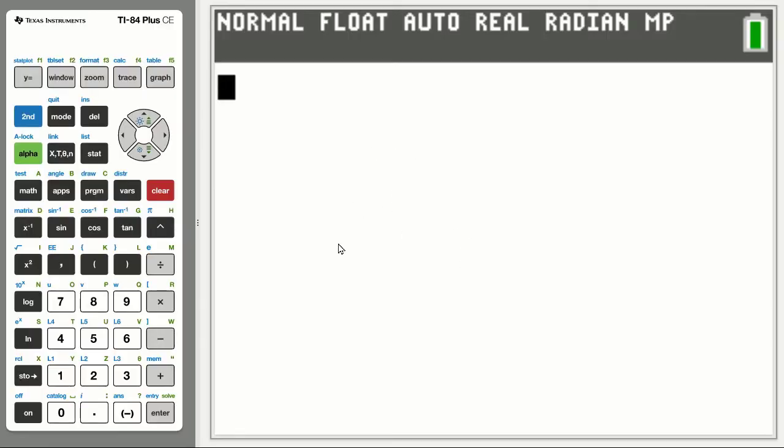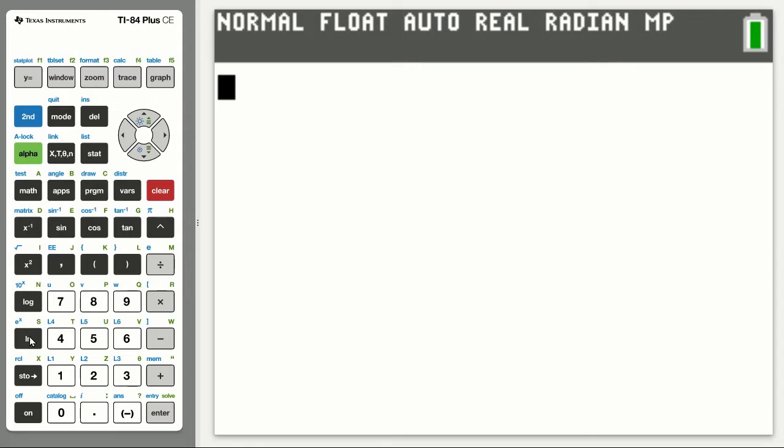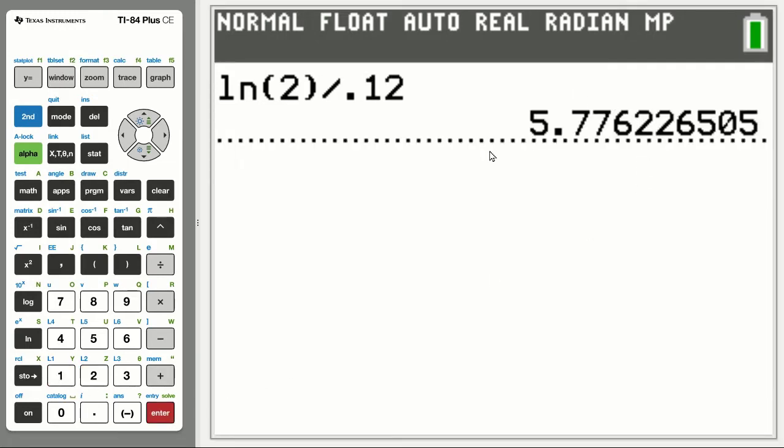All right, so now on my calculator, natural log of 2, and I'm dividing that by 0.12. This is about how many years it takes to double the sales quantity, to grow the sales quantity from 5,000 to 10,000. That's another way of saying to double, but this is about how many years it takes.